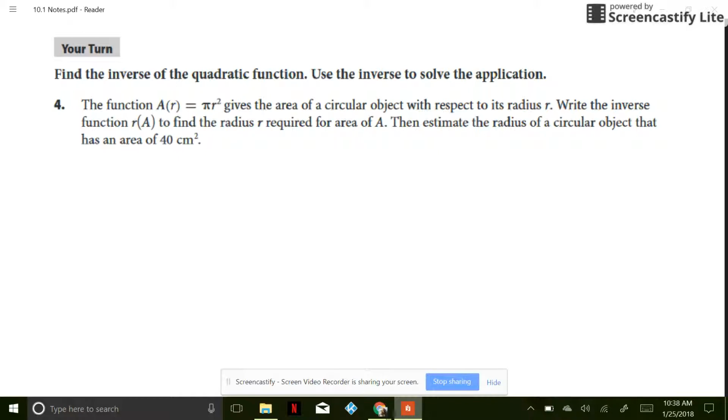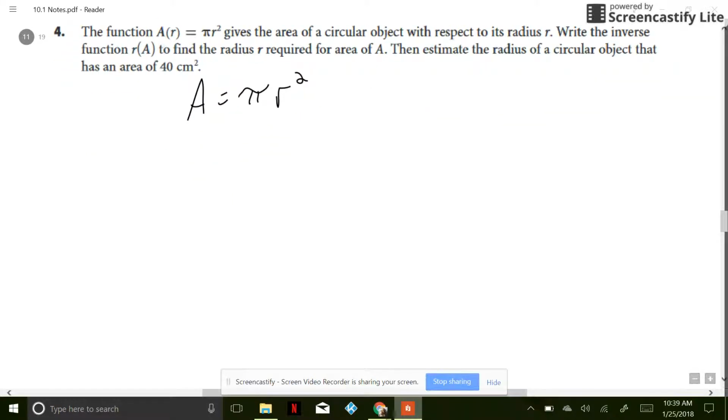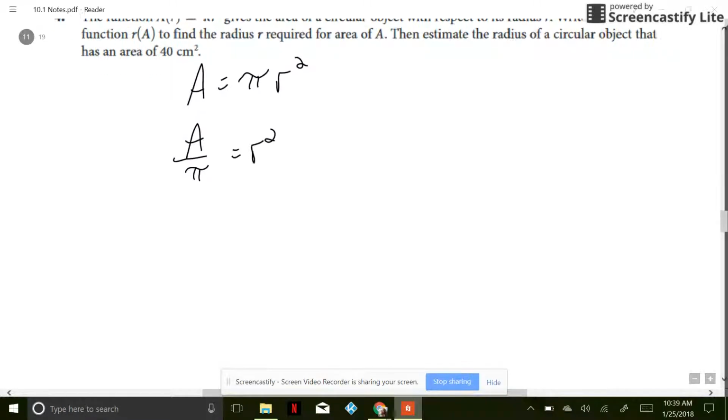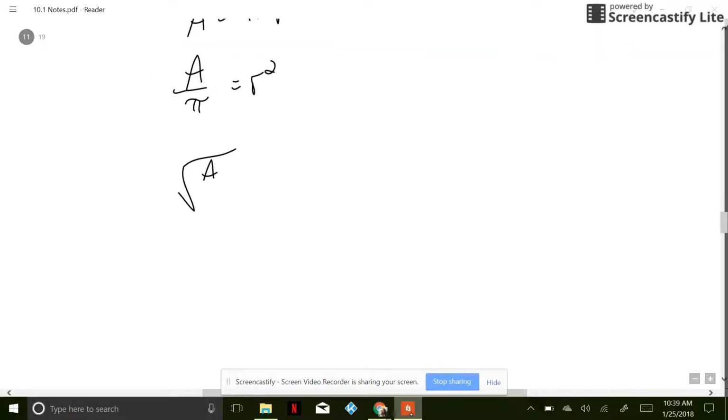we take our function, we replace a of r with just a, it's pi r squared. We need to divide by pi, and then we take the square root. So we can rewrite our function as, sorry, that's not squared anymore. r of a is equal to the square root of a over pi. So that's going to be our inverse function.